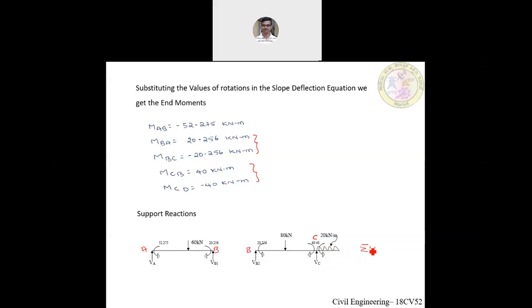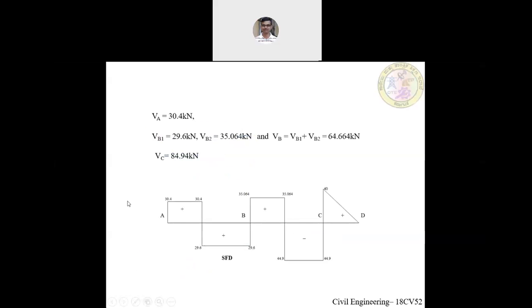I can apply summation of horizontal and vertical forces equal to 0 and summation of moment about any joint equal to 0, and we'll be in a position to calculate the reactions VA, VB and VC. VA we will get as 30.4, VB1 and VB2 we will get separately, and adding together we'll get 64.66 kilonewton and VC as 84.94 kilonewton. Now we'll be in a position to draw the shear force diagram.